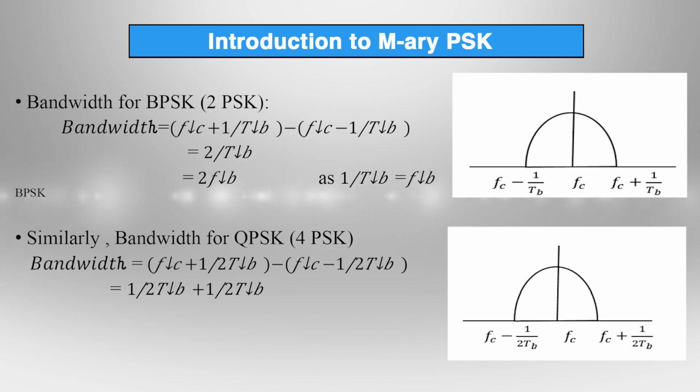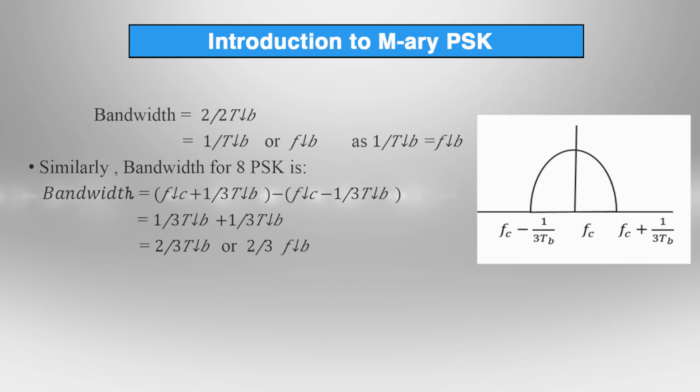Therefore, bandwidth is equal to Fc plus 1 upon 2 Tb minus Fc minus 1 upon 2 Tb, or after simplification it will be 1 upon twice of Tb plus 1 upon twice of Tb, that will be equal to 1 upon Tb or Fb. So, for QPSK bandwidth is Fb and for BPSK bandwidth is twice of Fb. So, in QPSK bandwidth is decreased.